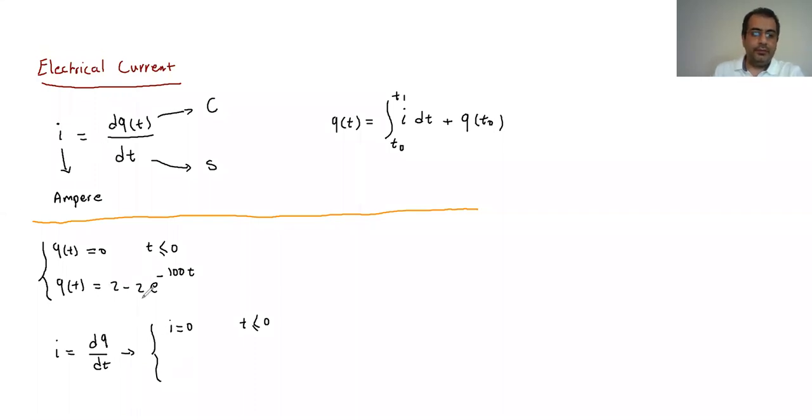And then if we calculate the derivative, the derivative of 2 is going to be 0, and then here it is going to be negative 100 times negative 2, so I is going to be 200 e to the negative 100 t for t larger than 0. That's what we are going to get.